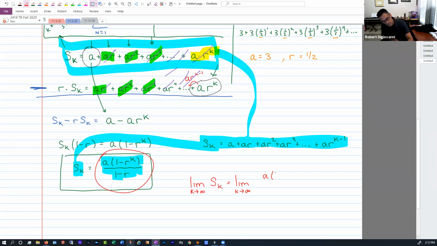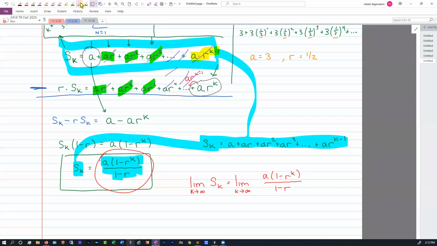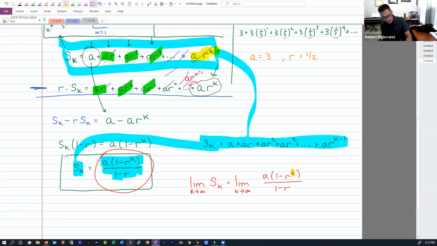Infinity. I didn't hear that, I'm sorry. Is it infinity over a number? What's going to infinity here? K. K, okay, so k is just this exponent, right?